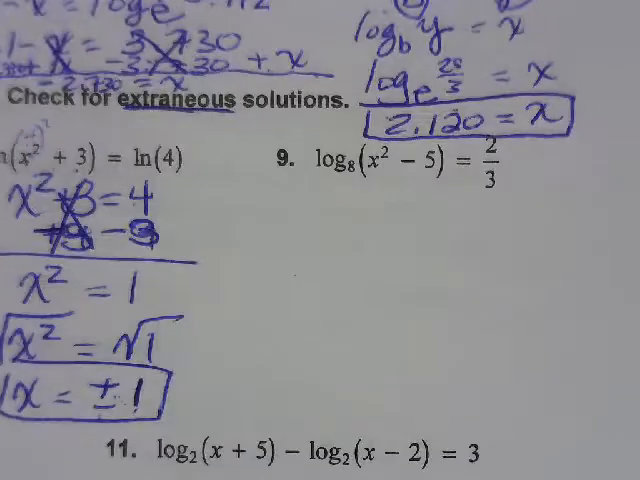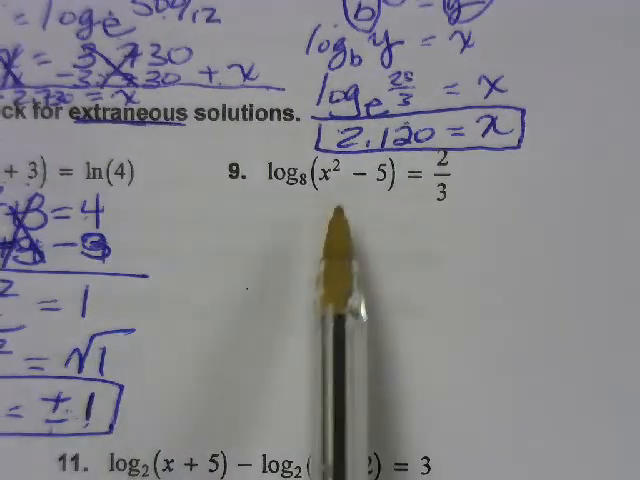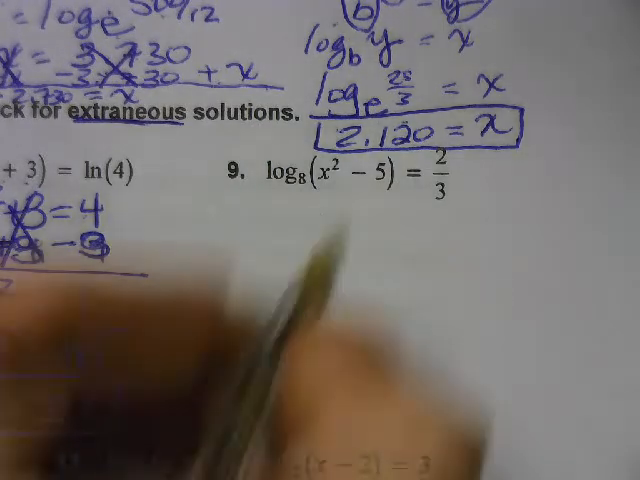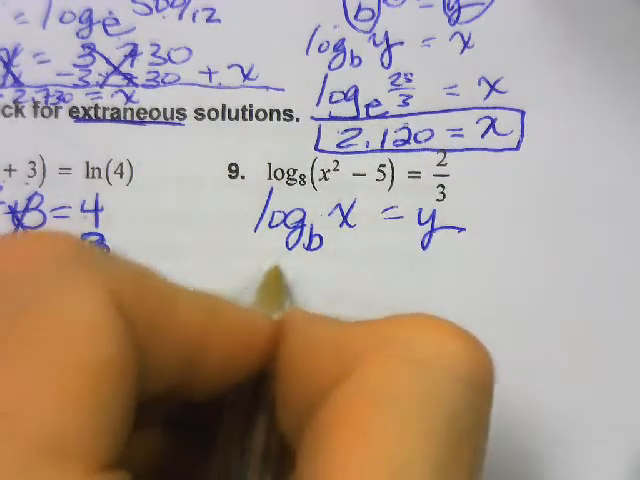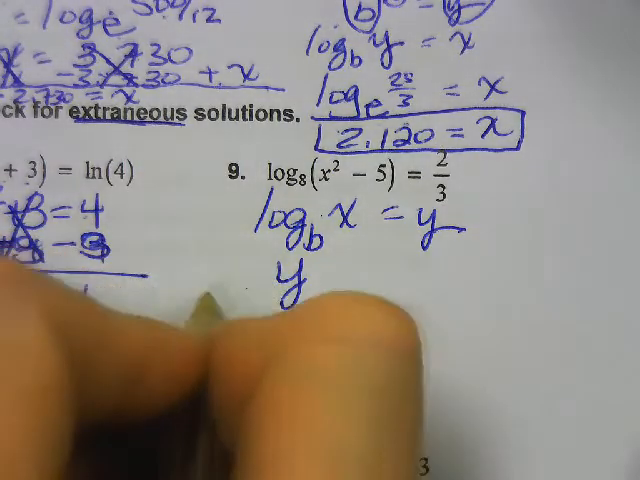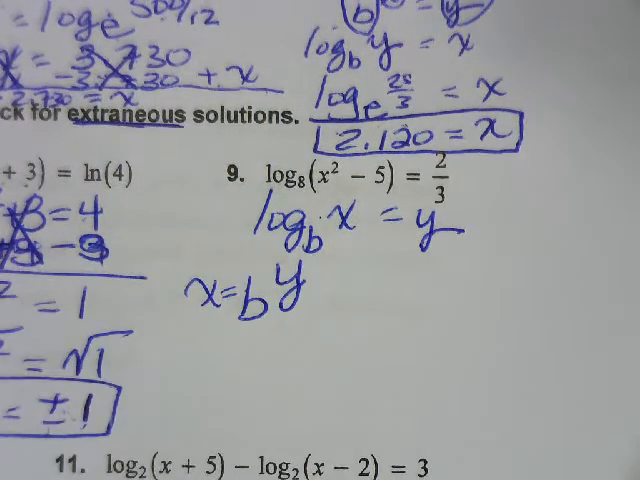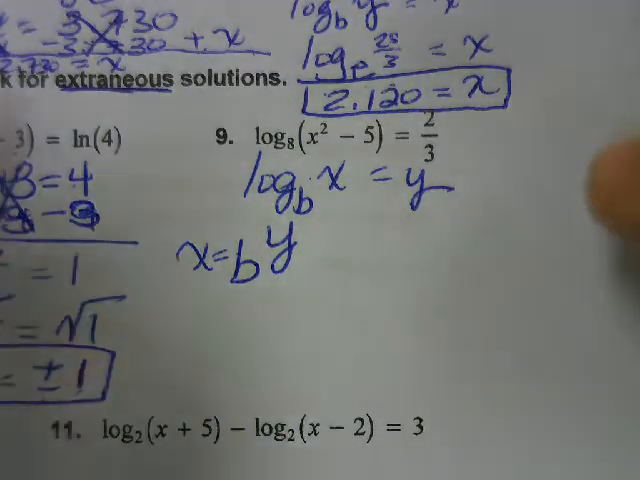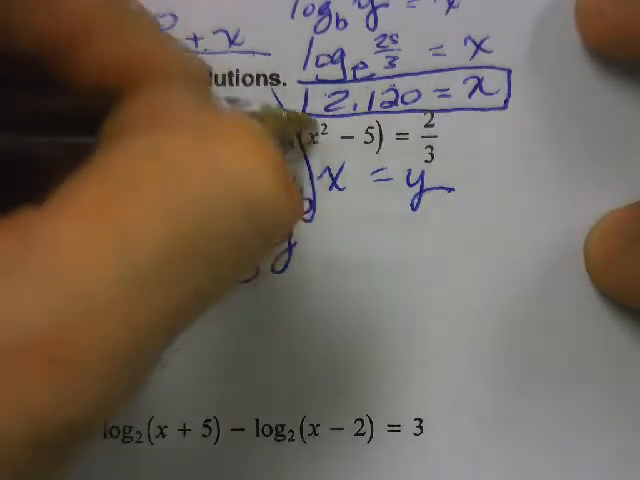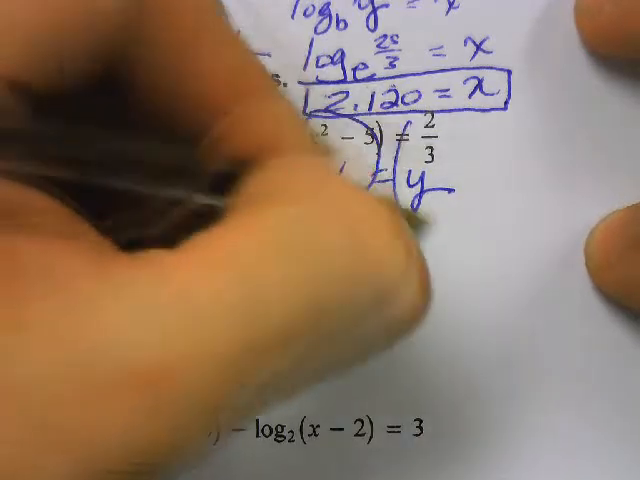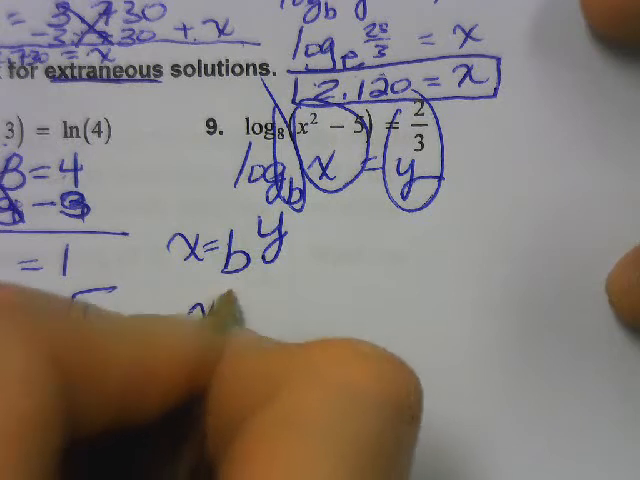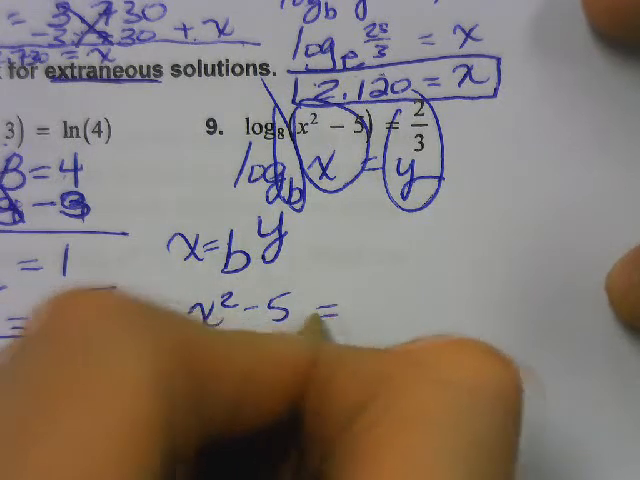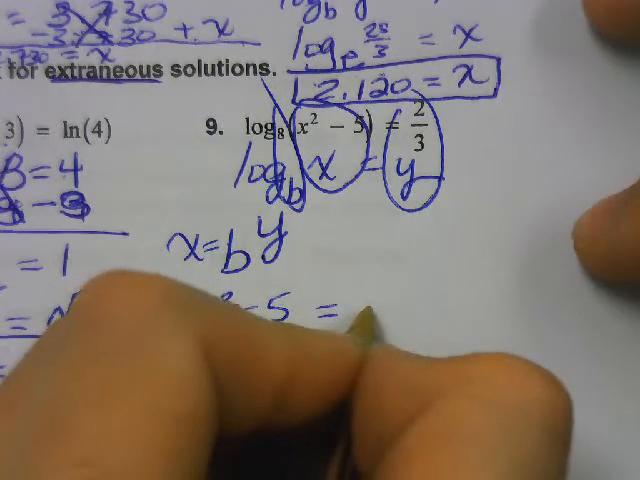Alright, so what's going on with this one, number 9? We've got log in base b of x equals y, and we're trying to get this into x equals b to the y power. So my base is 8, my x is x squared minus 5, and y is 2/3. And we fill that in with x squared minus 5 equals 8 to the 2/3 power.